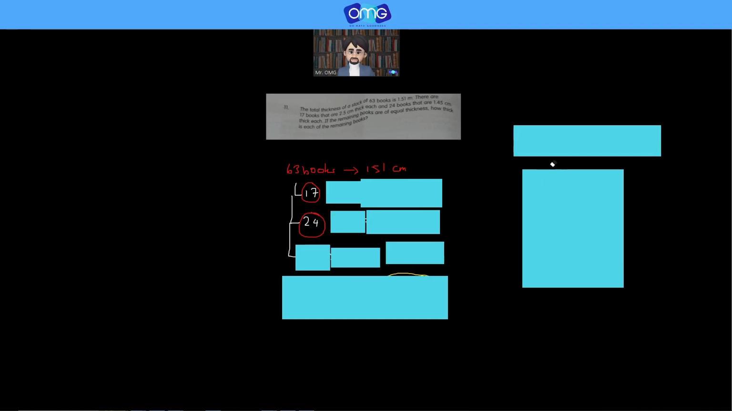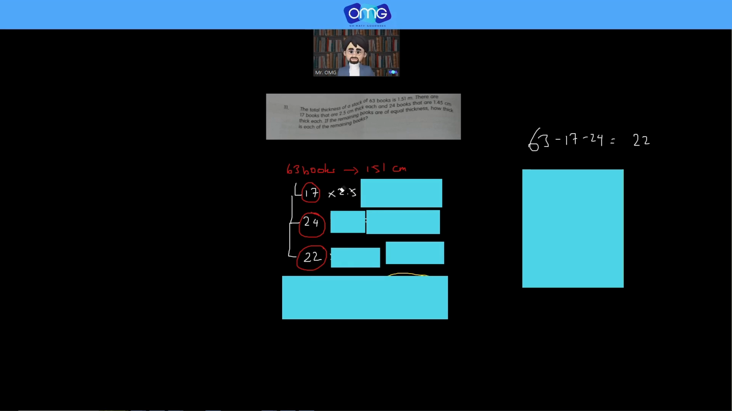And how many books is that? We count, minus them. Those 22 books. So each of these 22 books, what is the thickness of the remaining? Because we know the thickness of each book here, and we don't know the rest. Let's count first. What is 17 times 2.5? And this times this, that.